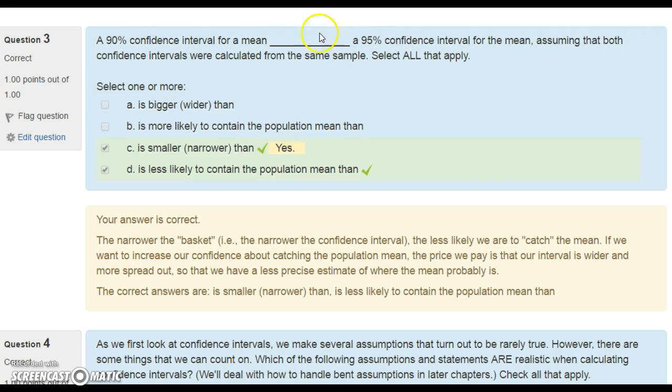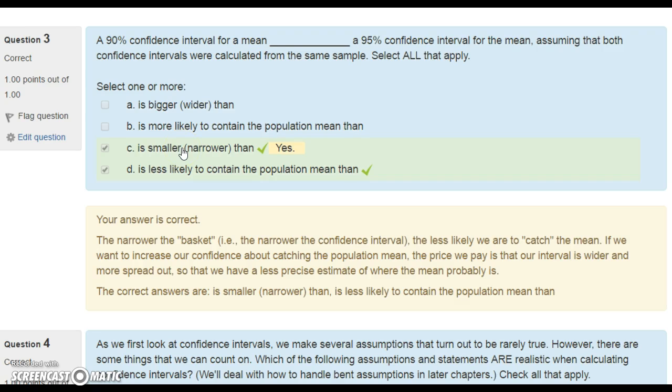Okay, we're comparing two different confidence intervals here. The easier one to pick out is D. 90% confidence means we're 90% confident that we'll catch the population mean. 95% confidence means we're 95% confident. So which one is less likely to contain the population mean? When we're less confident. Here we're less confident that we'll actually catch it, so it's less likely to catch it.